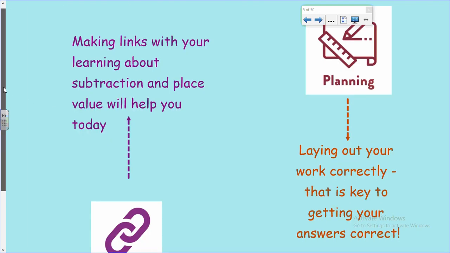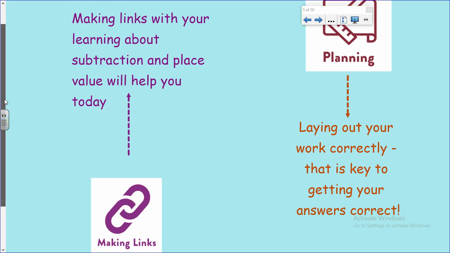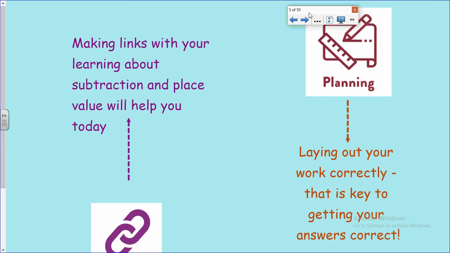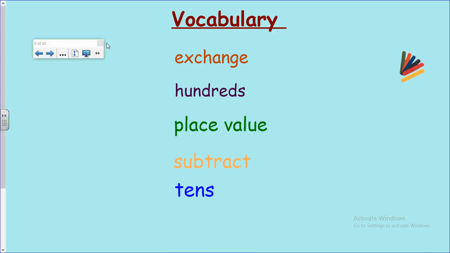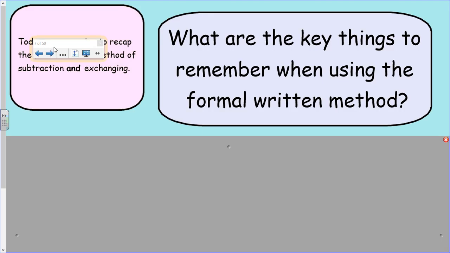So your learning powers today are making links with your learning about subtraction and place value, and planning, so how you're laying out your work in your book. That is key to getting your answers correct. And your vocabulary today is going to be exchange. We've got hundreds, tens, obviously they're both part of our place value, and the word subtract. So today we're going to recap the formal written method of subtraction and exchanging included in that.